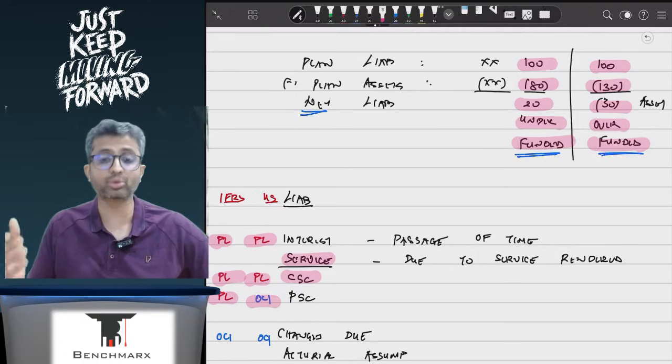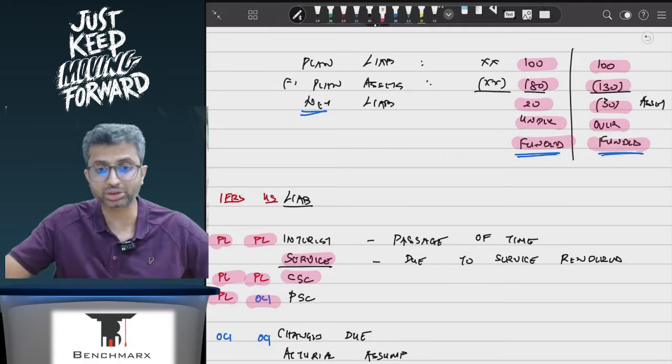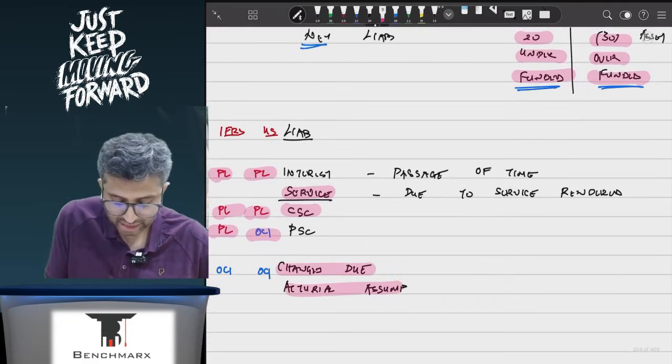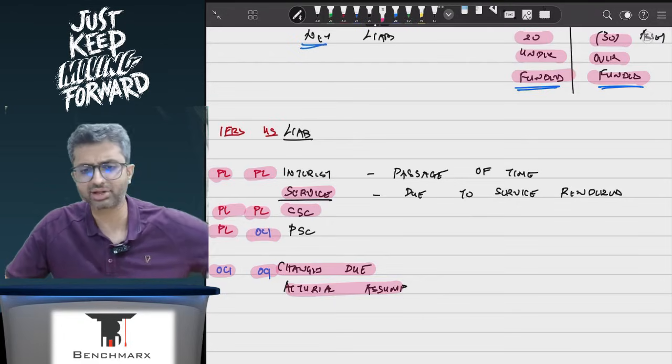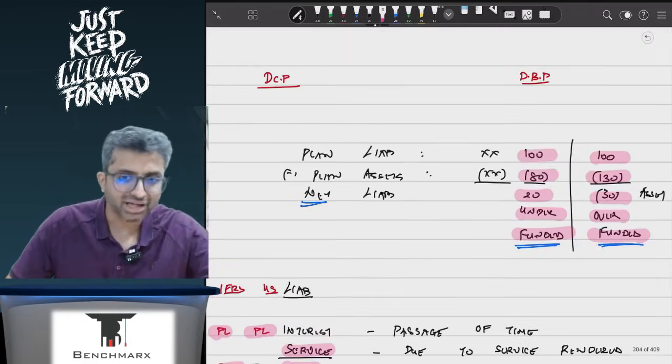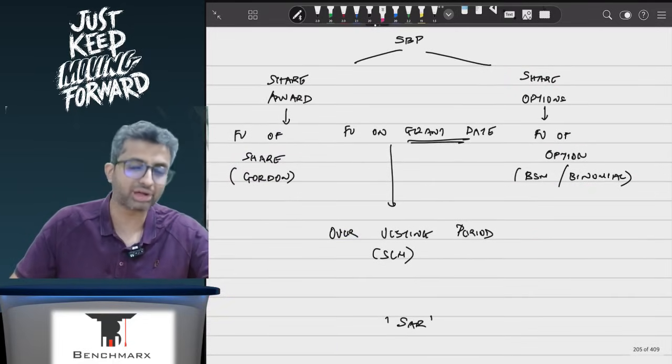It's a remeasurement item, goes through other comprehensive income, both under IFRS as well as US GAAP. So if there are changes due to actuarial assumptions, they'll be routed through the other comprehensive income, both under IFRS as well as under US GAAP. So this is kind of a summary of the difference in the accounting treatments.